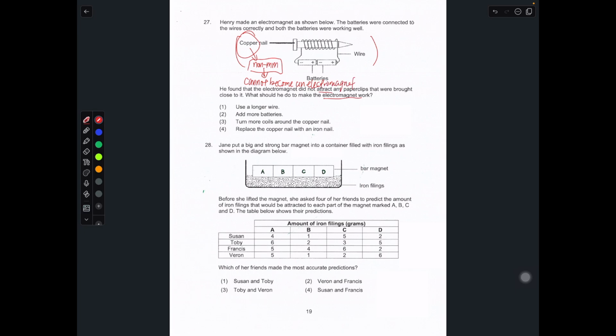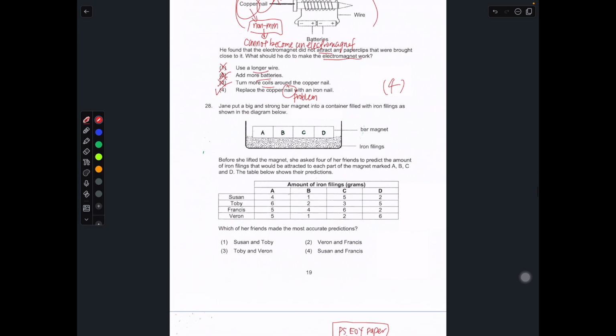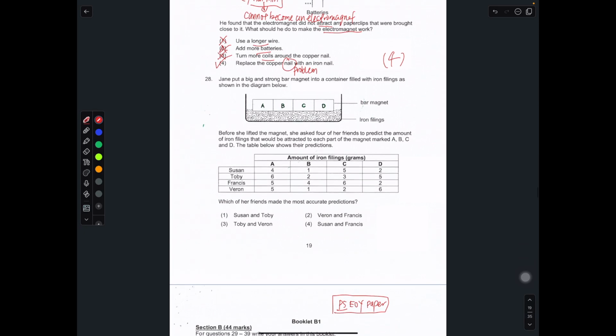So the problem is with the nail. The nail is a problem. So you have to change the nail. So answer is number 4. It's not about using longer wire, more battery, or more coil. All these will not help. Okay, you got to identify the problem. The problem is with the nail. Okay, so let's take a look at the last question.